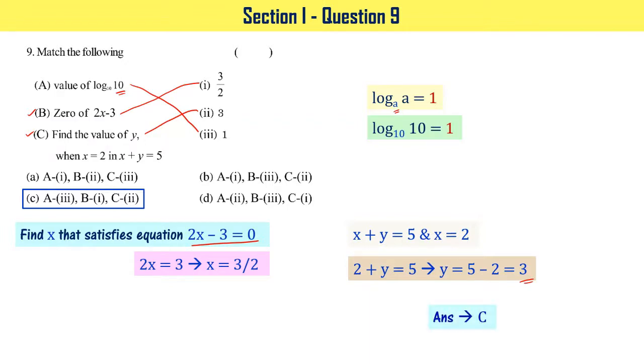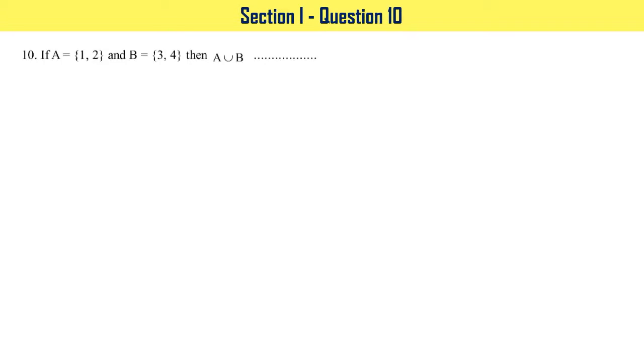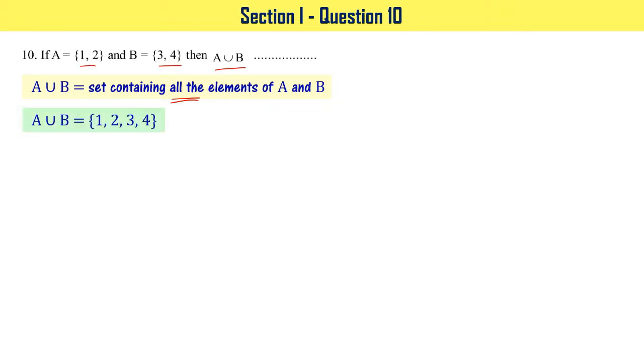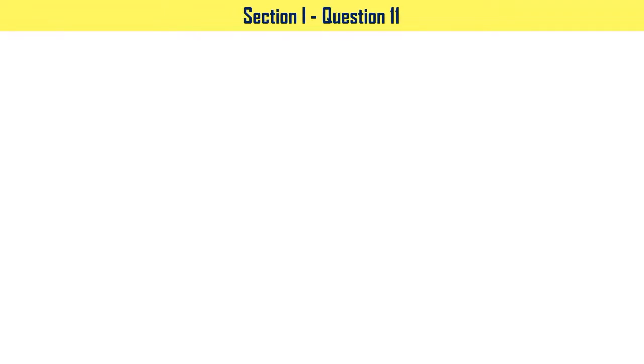Now let's go to the next question, question number 10. If A is a set containing elements 1 and 2 and B is the set containing elements 3 and 4, then what is A union B? That is the question. We know A union B is going to be the set containing all the elements of A and B, right? It means A union B is going to have elements 1, 2, 3 and 4. Let's write that.